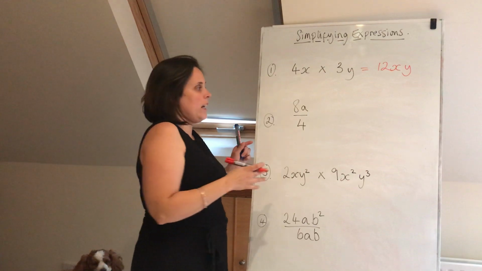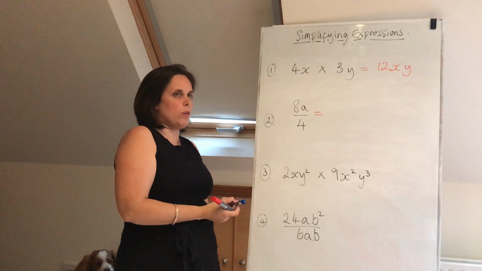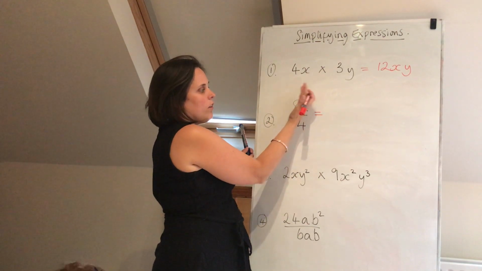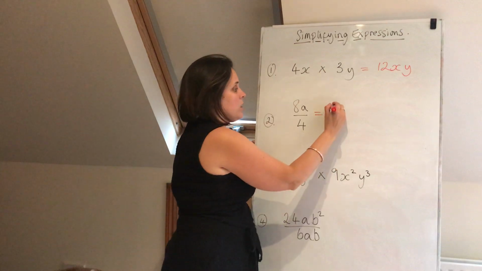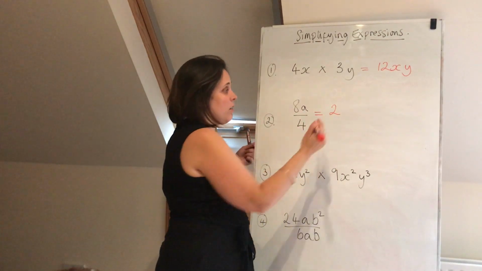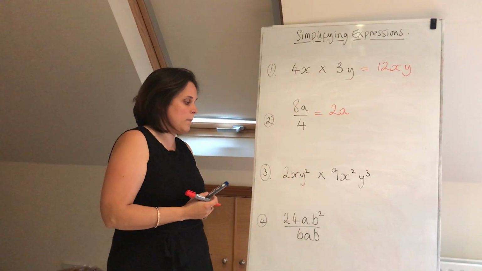When we divide, again the rules are very, very similar to when you divide in real life. So if there wasn't an a there, this would just be 8 divided by 4, which we know is 2. But there is an a, but there's no a underneath, so therefore the a just stays. So we literally just get 2a.